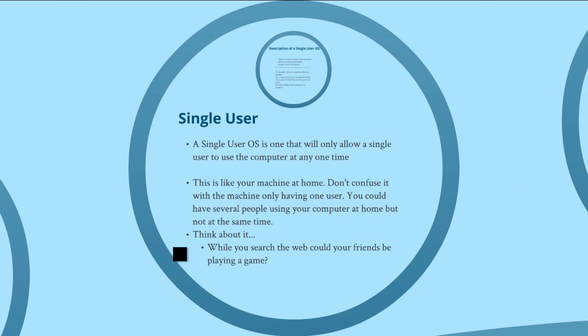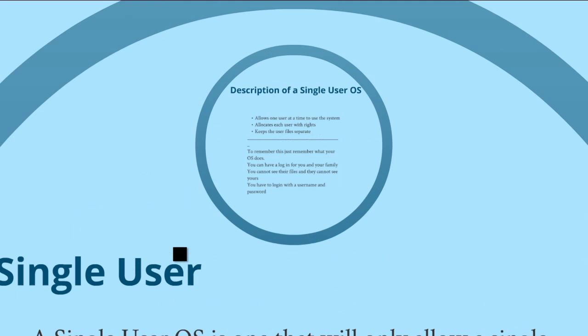Right, a single user system. This one is one that you should know from home. It only allows one person to use the computer at any one time. Don't confuse this with the machine only having one user. You could have several people using your computer at home, but not at the same time. While you search the web, can your friend be playing a game? While you type up an essay, could your little brother be searching the web? Alright? No, they can't do the same thing at the same time.